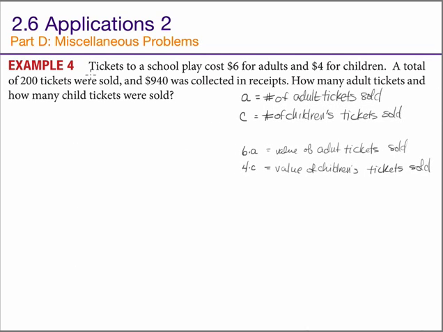What I've done so far is look at the fact that tickets to a school play cost $6 for adults and $4 for children. I haven't done anything beyond that except to find the variables that I'm going to use. A is the number of tickets, C is the number of tickets, 6A is the value of tickets, 4C is the value of tickets. But now if I read on, I see that a total of 200 tickets were sold. A total of 200 tickets implies that the number of adult tickets and the number of children's tickets, when added together, is 200.